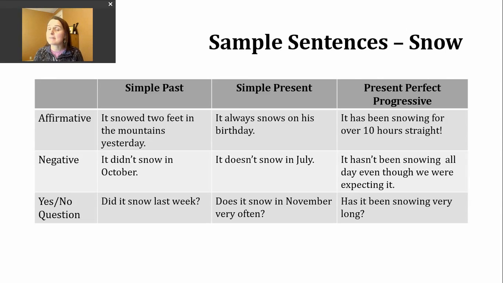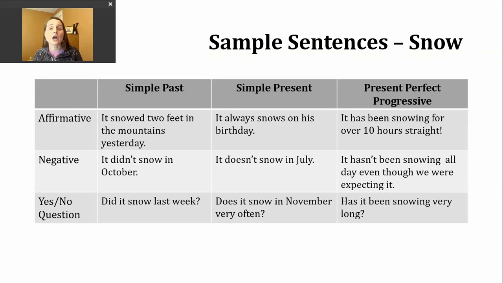If I want to make a yes or no question in the simple present, I'm going to start with do or does, then I'll have my subject, then the base verb. Does it snow in November very often? Right? In some places in the United States, yes, it commonly does snow in the month of November. In other warmer climates, it might be very unlikely to have snow in November.